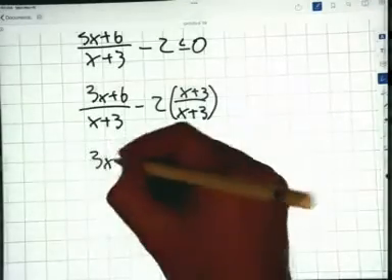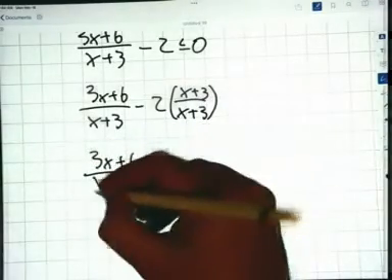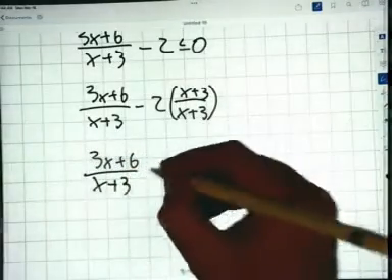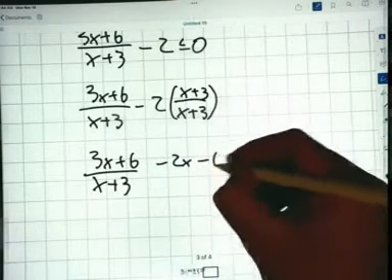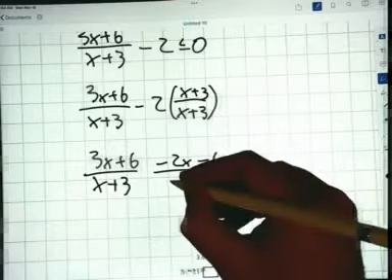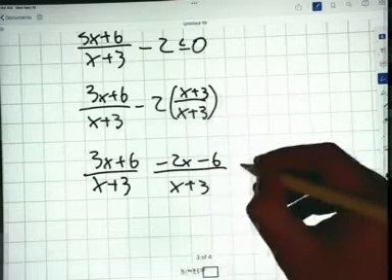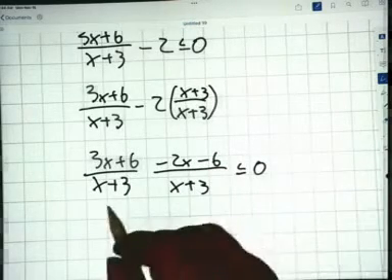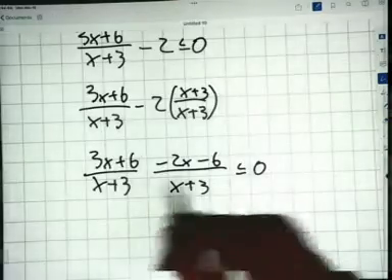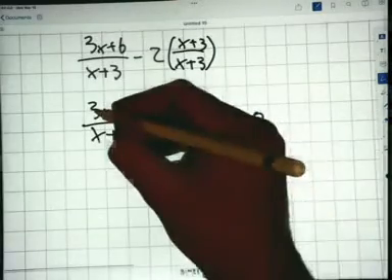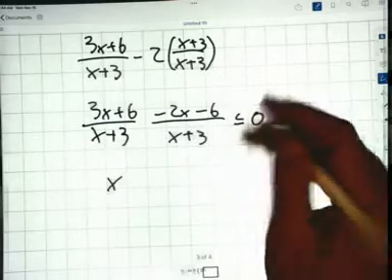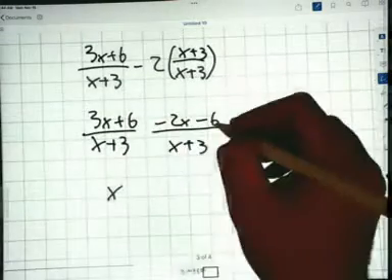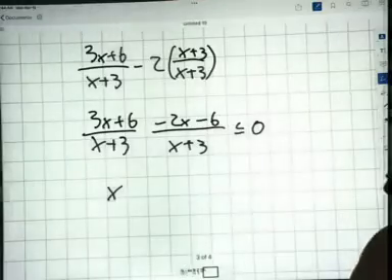So this gives us (3x + 6)/(x + 3) - (2x - 6)/(x + 3) is less than or equal to 0. Now that these have the same denominator, we can put everything together. So 3x minus 2x is 1x, and 6 minus 6, that becomes 0.